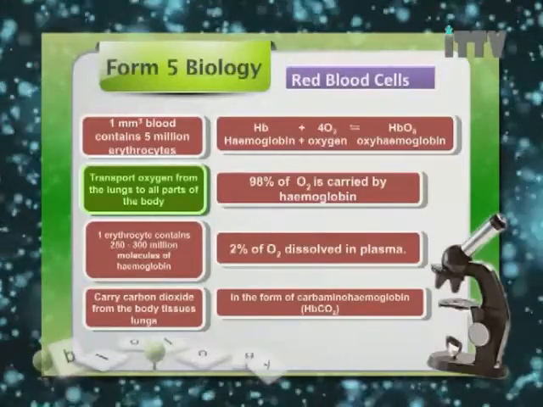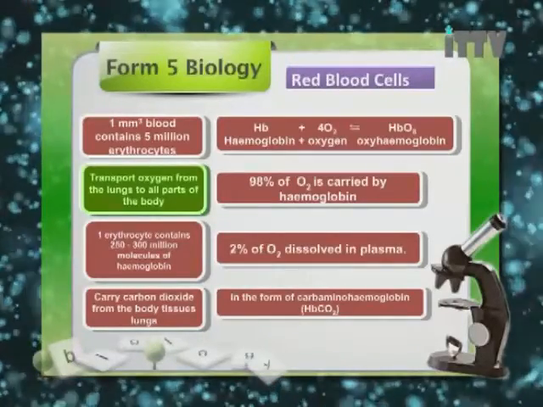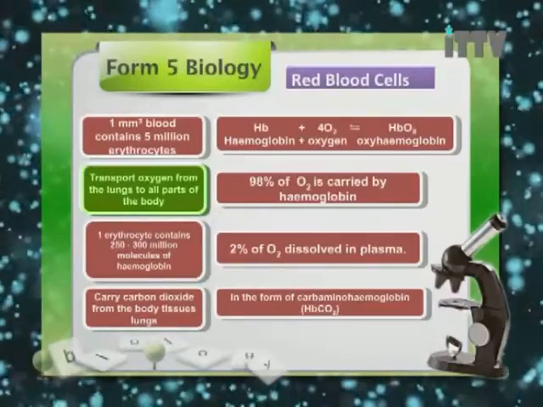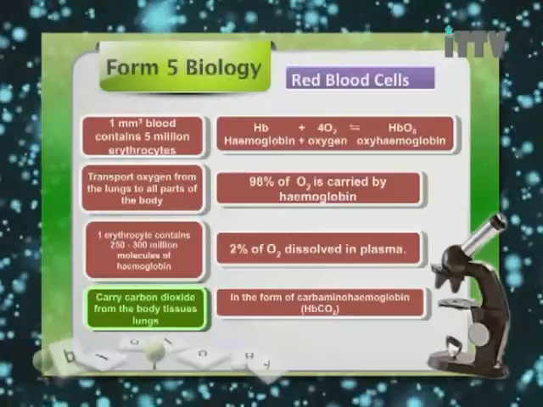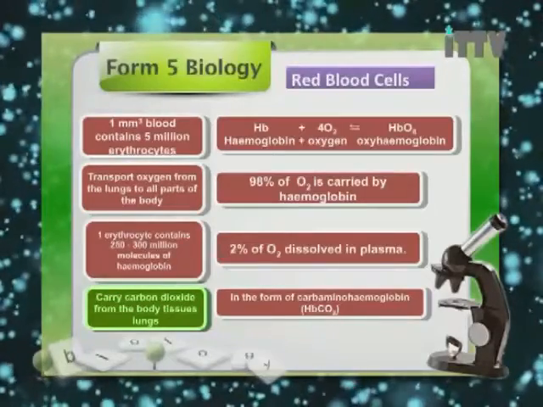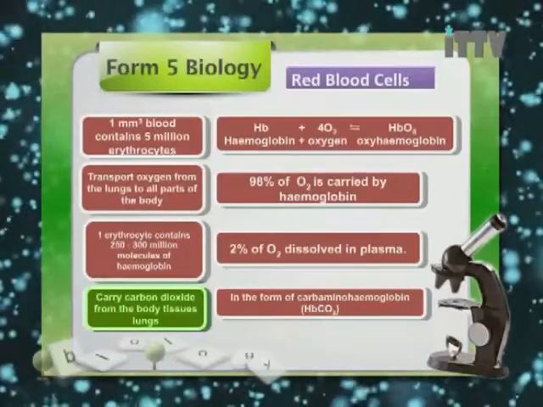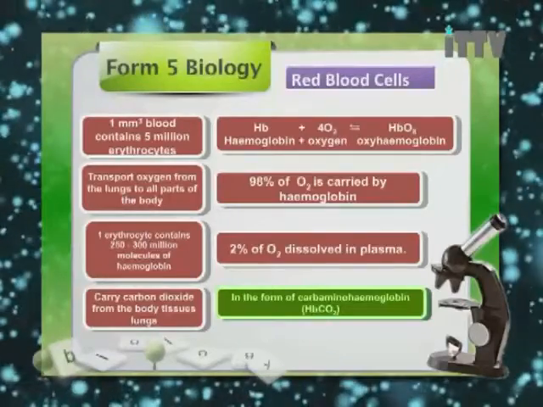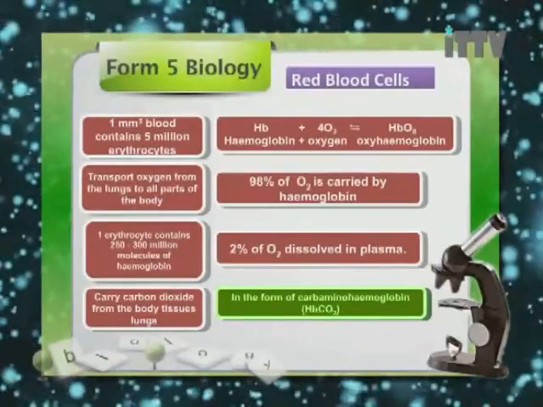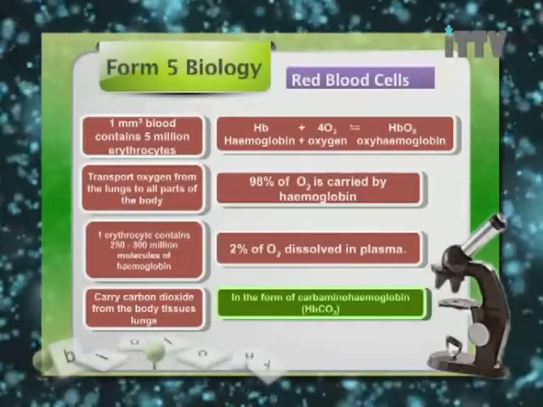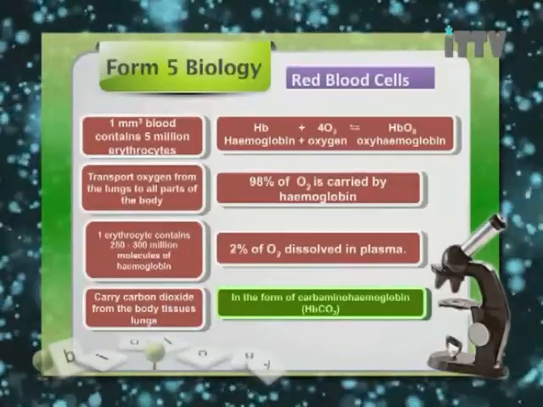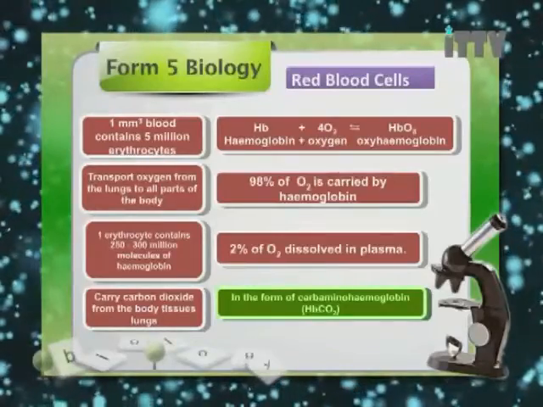The red blood cells do not only transport or deliver the oxygen from the lungs to the other parts of the body, they also play a very important role in carrying carbon dioxide from the body tissues to the lungs in the form of carbaminohemoglobin, or sometimes even termed as carboxyhemoglobin. The carbaminohemoglobin amounts to 23% of all the carbon dioxide that is transported.